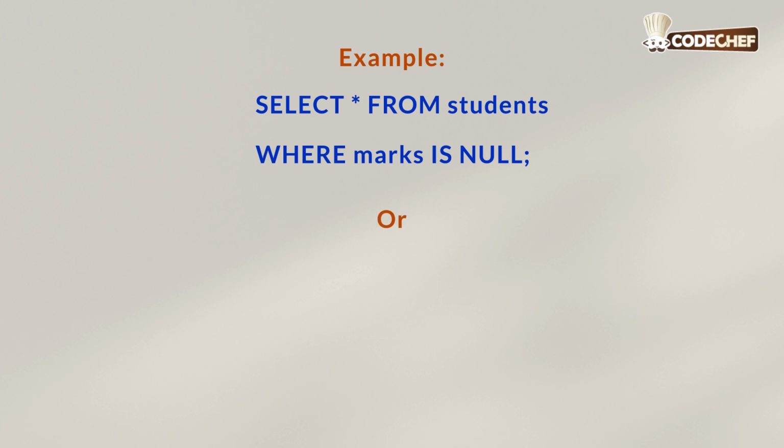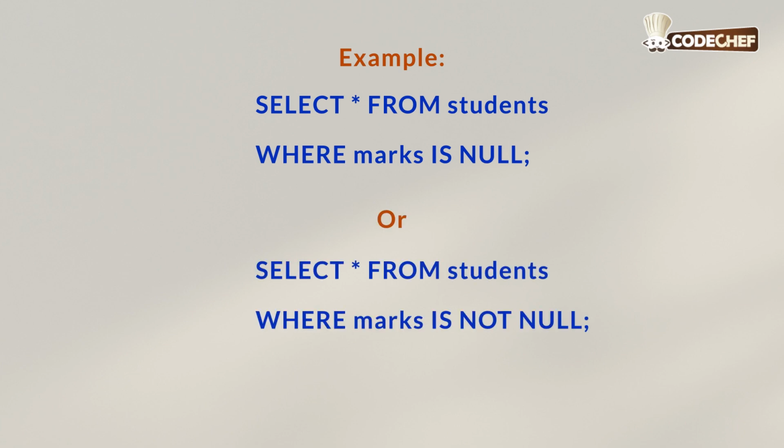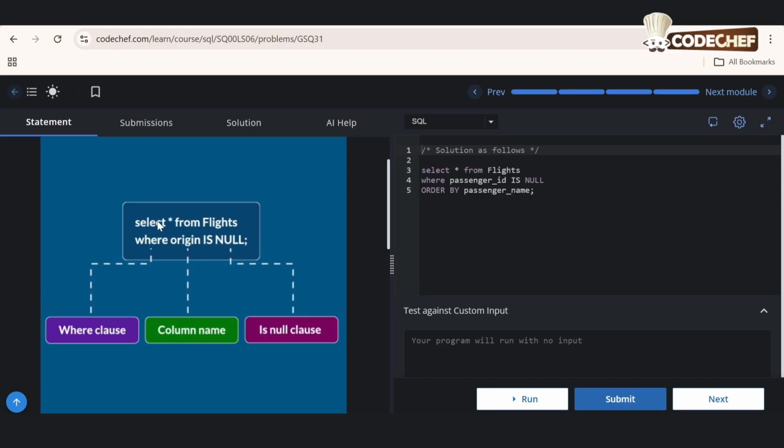Then second one, select star from students where marks is not null, semicolon. So this will retrieve data of students from the table student where the value for column marks is either 0 or empty string or false. Now let's see how to use the concept of is null and is not null in SQL on the CodeChef platform. So here we have an example.